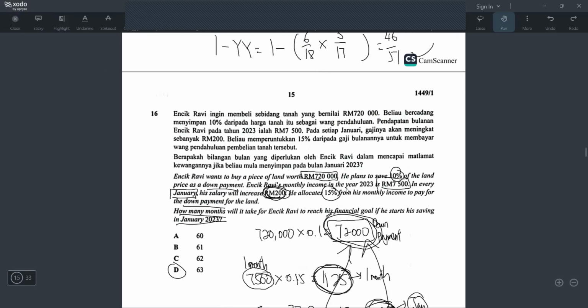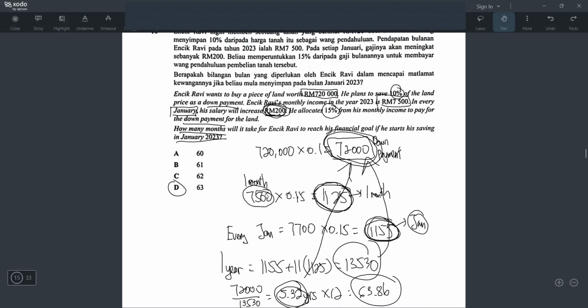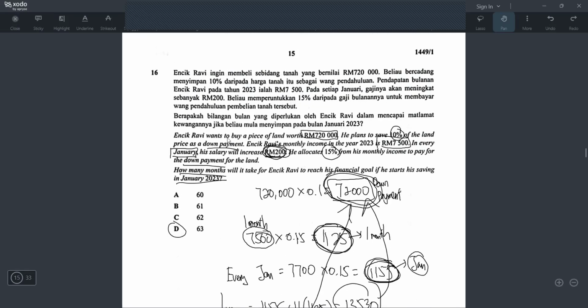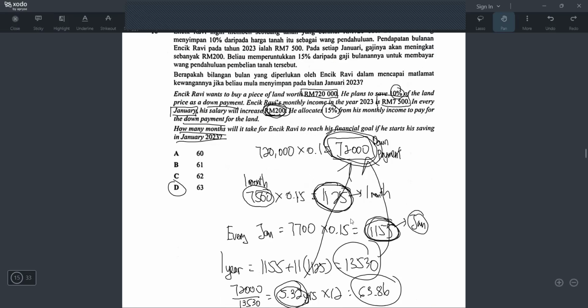Okay, so yeah, this question is a bit confusing, it's a bit difficult. Okay, but if you understand the soalan, actually it's not that hard. Yeah, so this is how I would do it. Hope you understand.